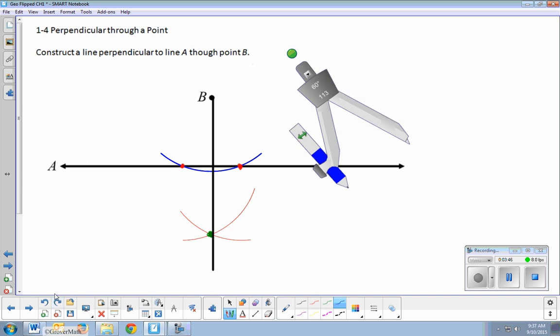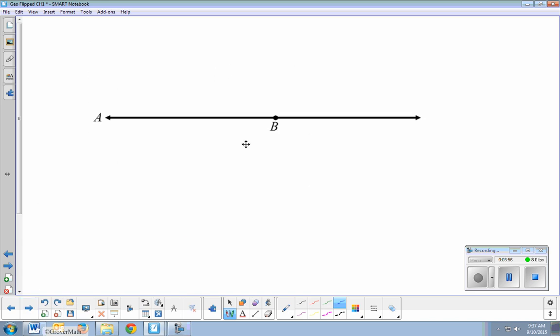Now, I want to do one more quick one for you, and that's where the point is actually on the line. Let me keep going until I get that all done. Okay. So let's try a perpendicular to a point on a line.